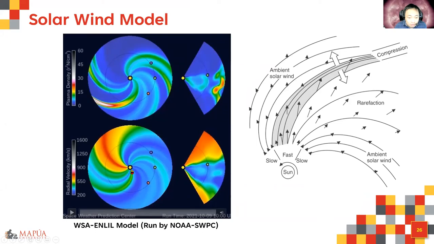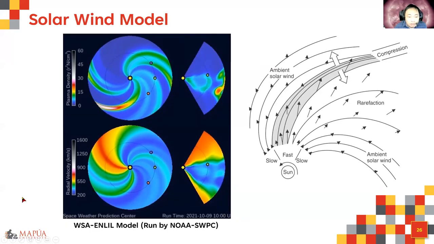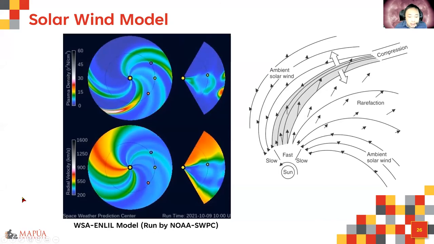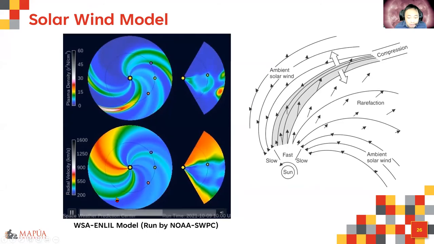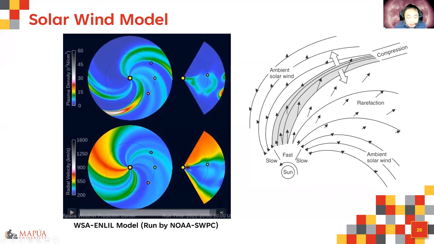So this is slow, this is fast, and this is slow, just like this one. This slow wind is the one that compresses the plasma here, which is depicted by this region. If you play this, that actually makes sense. Okay, so this is an example of that ambient solar wind.